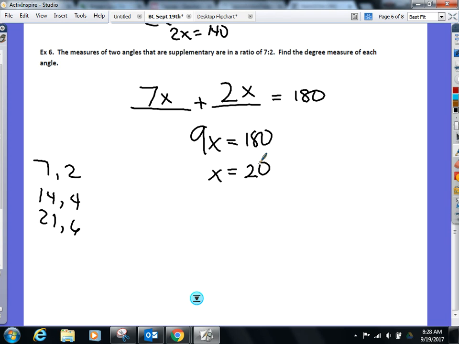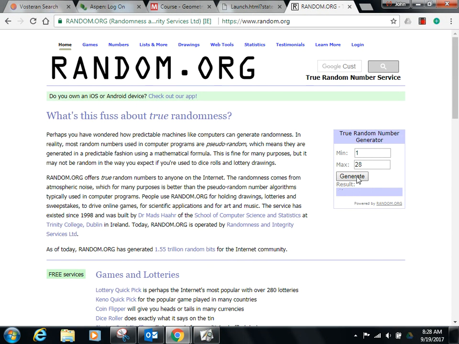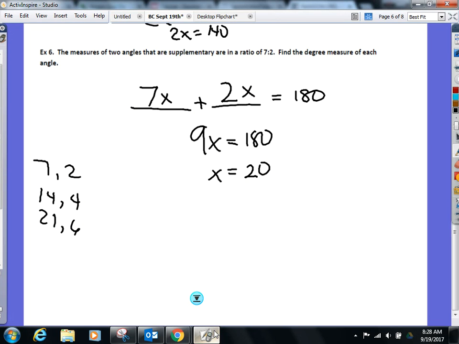Find the degree measure of each angle. So what do I do with this 20 right now? Because one angle is not 20 degrees. Remember, these are the two angles up here. What do I do with that 20? Okay, let's start. One angle is going to be what? 140. And how did she get that? She said 7 times 20. Yep. And the second angle?